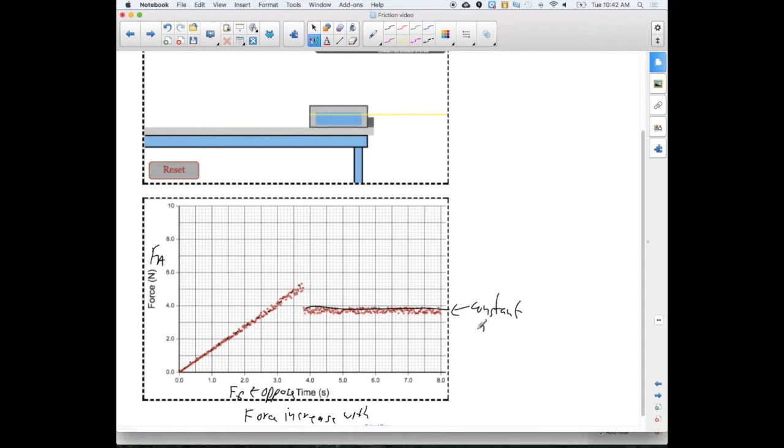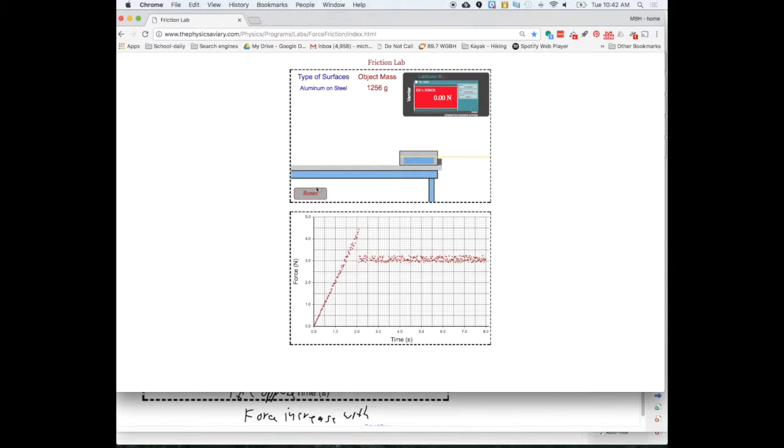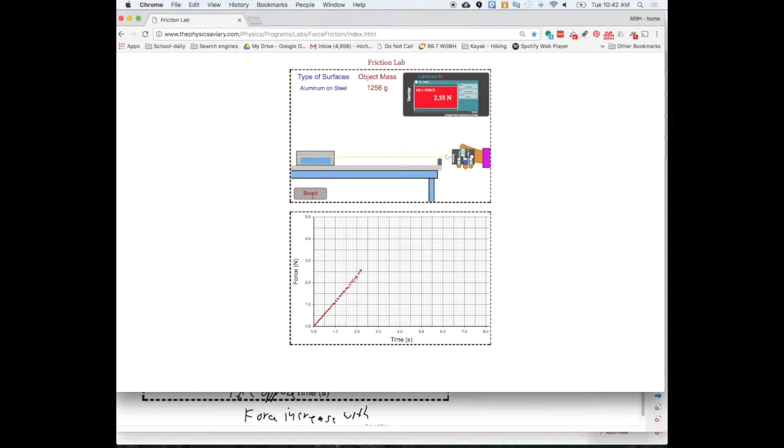And although it's not obvious from the video until you go back and look at it, reset, and run it again, once the object starts moving, it moves with a constant velocity. So again, I'll play that one more time. Force is applied, and then at some point the force is constant, and the acceleration does not change.